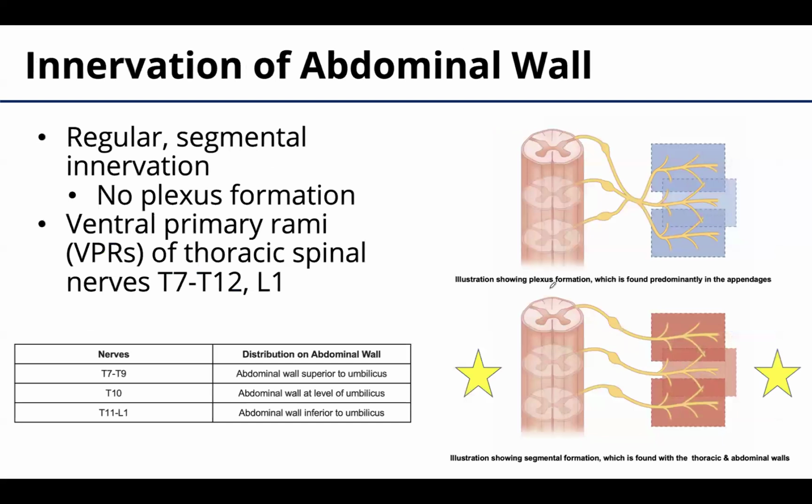All right, let's talk a little bit about innervation to this area. And the most characteristic thing about the innervation of the abdominal wall is that there is a regular and segmental innervation.